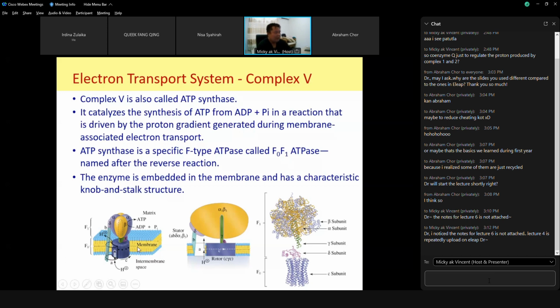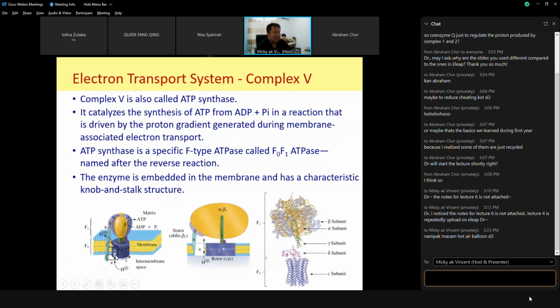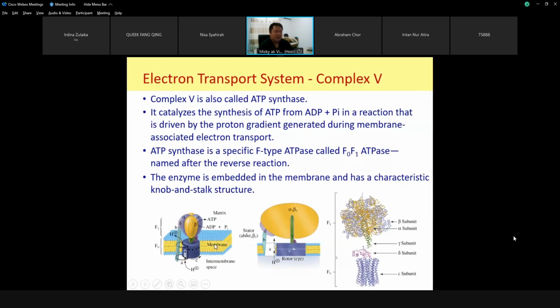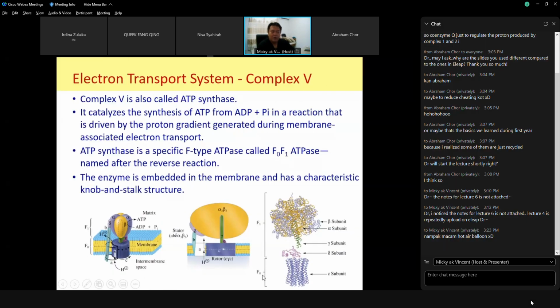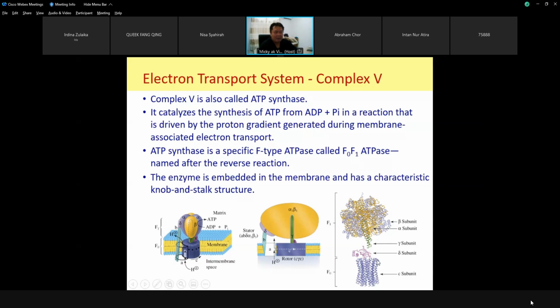Okay, firstly, you have the part that is embedded in the membrane. This membrane is the cristae tadi lah, the lipatan mitochondria. So the lipatan mitochondria will hold half of the, I just call it complex 5 lah. Okay, complex 5, and this part is known as the F0. Jadi F0, bahagian ini berada di dalam membrane, right?